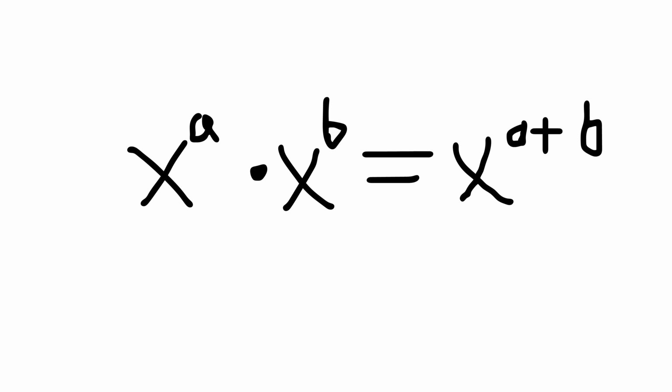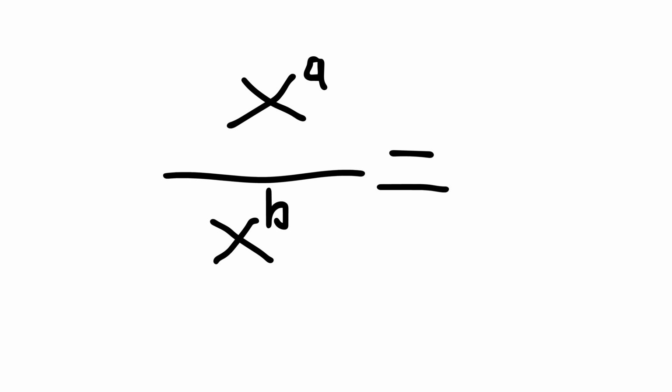X to the power of a multiplied by x to the power of b is equal to x to the power of a plus b. X to the power of a divided by x to the power of b is equal to x to the power of a minus b.